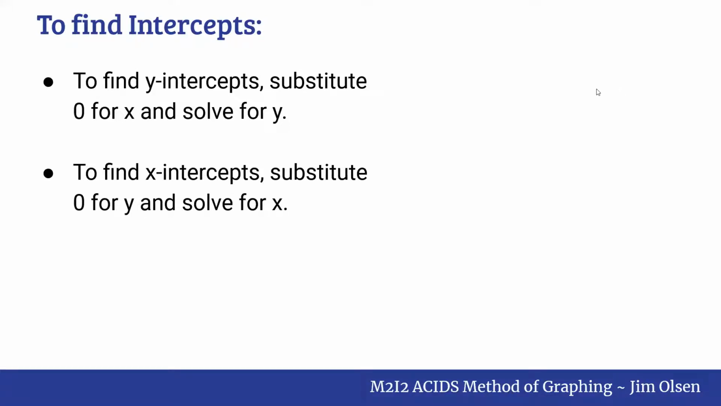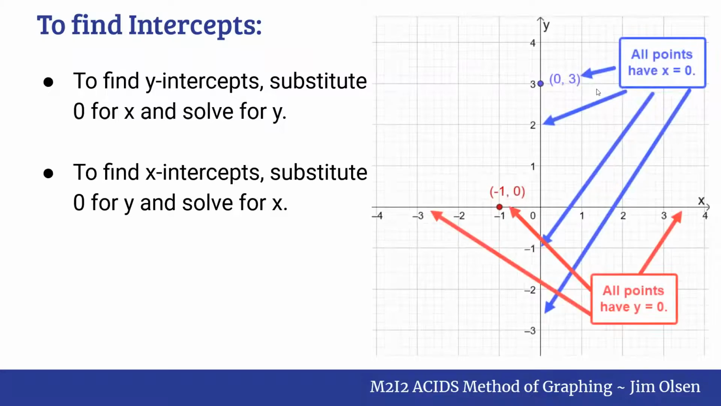You might ask why. The reason is all the points on the y-axis have x equals 0. We haven't moved to the left or to the right. Conversely, all points on the x-axis have not moved up or down. The y value is 0.